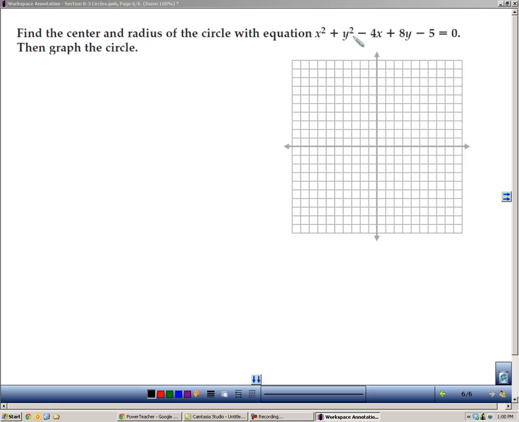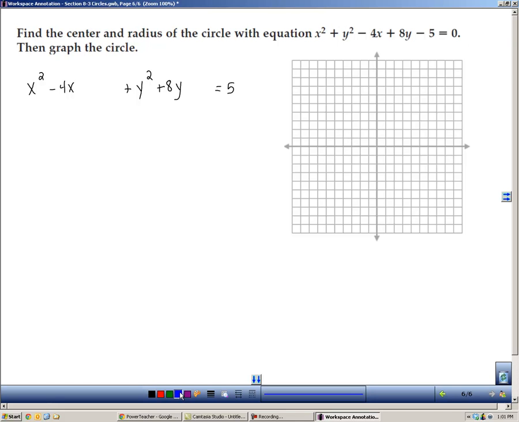Here again we're asked to find the center and radius, but this time our equation is not in the standard form. So I'm going to have to use completing the square to get it there. I'm going to rewrite this by collecting the x's. And then I'm going to leave some room, and I'm going to collect the y's, y squared plus 8y. And then I'm going to leave some room and put the 5 on the other side. I'm going to add the 5.